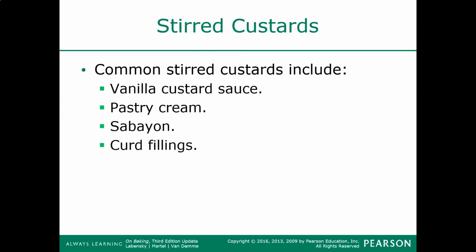A stirred custard can be used as a dessert sauce, incorporated into a complex dessert, or eaten alone. Examples on this slide are vanilla custard sauce, also known as crème anglaise, pastry cream, sabayon, and various different curd fillings like lemon curd and orange curd. These recipes can be found in your book. Please be familiar with them and how their ratios compare to a baked custard.